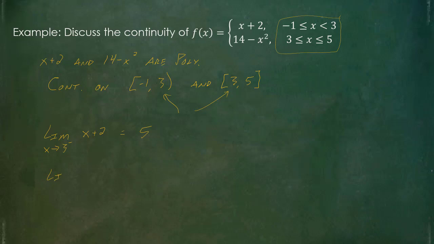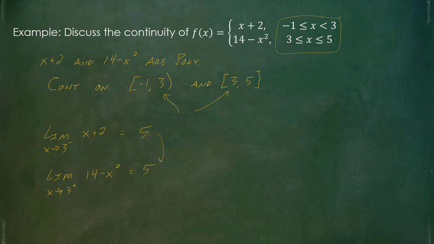If I do the limit as x approaches 3 from the right, now I use the other part of that piecewise, which is 14 minus x squared. Again, that's a polynomial, so I can just do direct substitution instead of worrying about plugging in decimals. If I plug in 3, I get 14 minus 3 squared, which is 9. 14 minus 9 gives us 5.